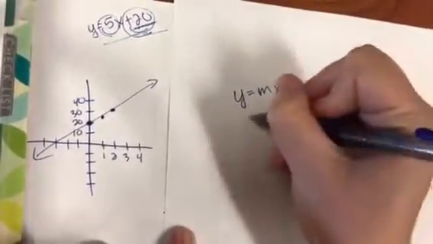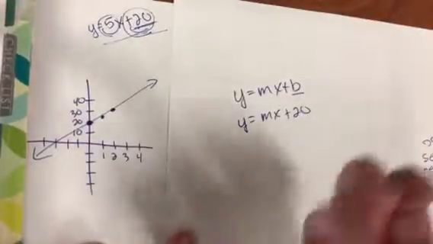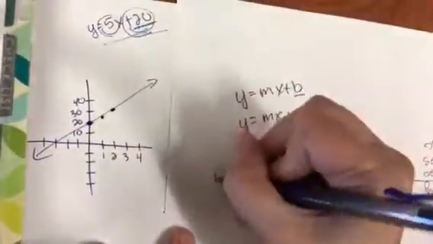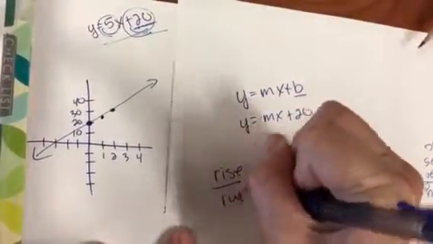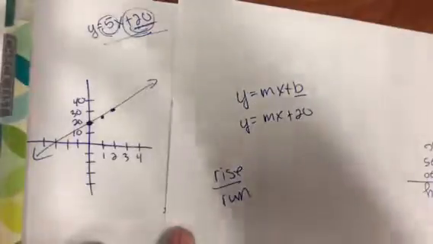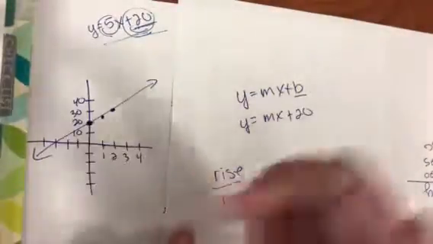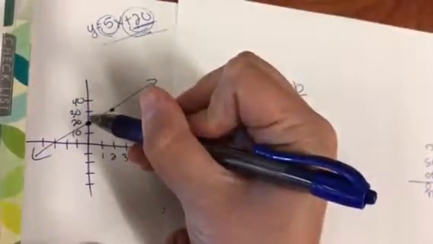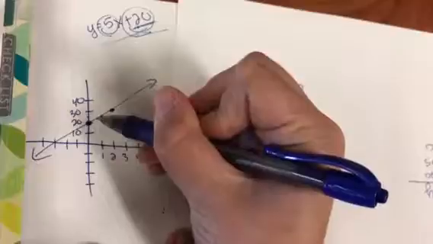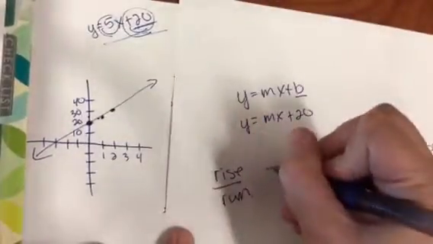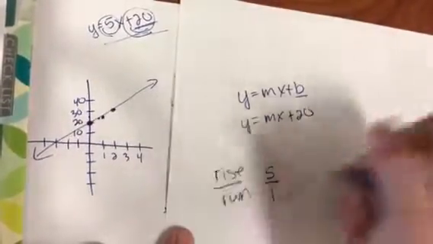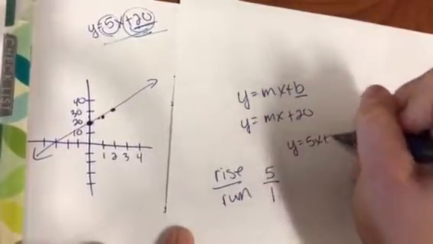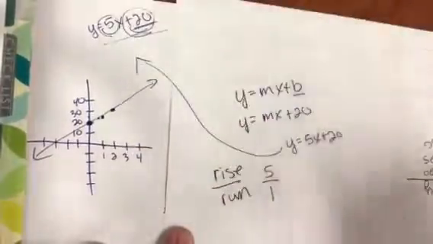But what is my m? It's your slope. How do I find my slope? It's your rise over run. Rise means going up or down, and run means left or right. So if I go up 5, I went over 1. So I went up 5 over 1. What's 5 divided by 1, guys? Everybody knows that's a whole number. So y equals 5x plus 20. Is that the same as that? Yep. Done and done. Easy.